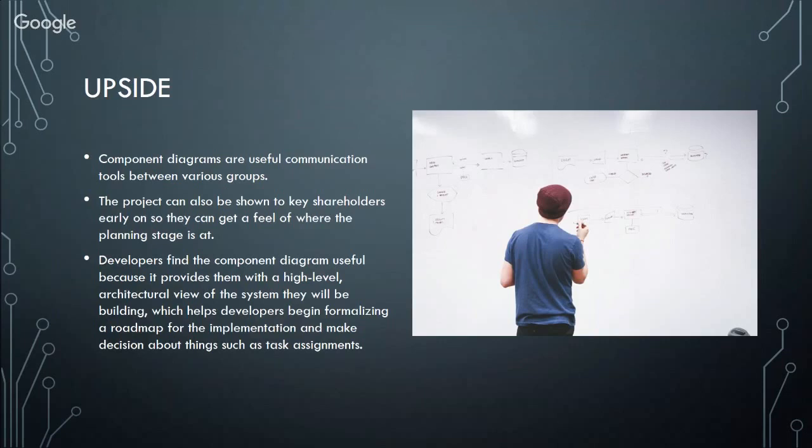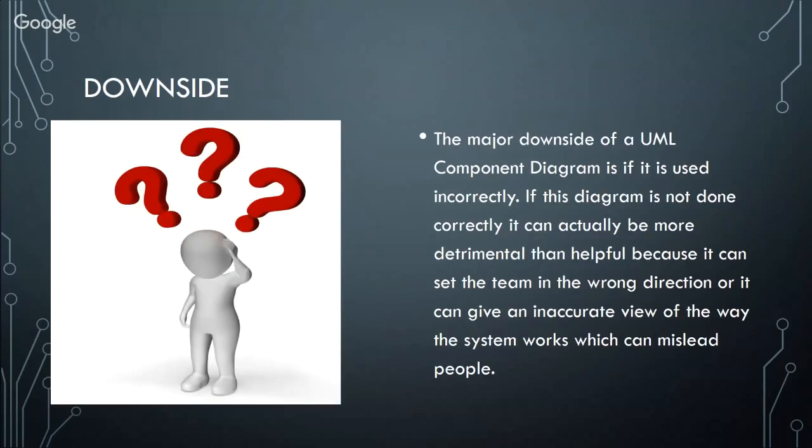Next slide. Now, the real major downside of the diagram is there's only really one. If it's done correctly, it's a very powerful tool. But if it's done incorrectly, then it can actually be more detrimental than helpful. It can set the team in the wrong direction. It can give an inaccurate view of the way a system works. So things such as implementation later on could be mishandled because you're not sure exactly how the components work together. It's very important that it works correctly, because if you do it wrong, then it's going to be a major hassle on the system rather than a help. But as long as you do it correctly, it's a very powerful tool, like I said before.